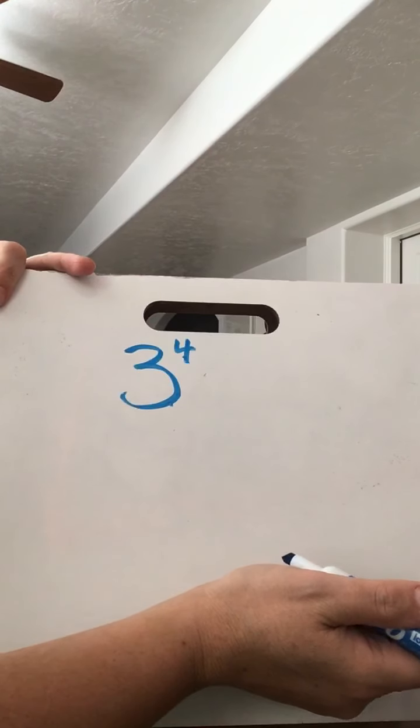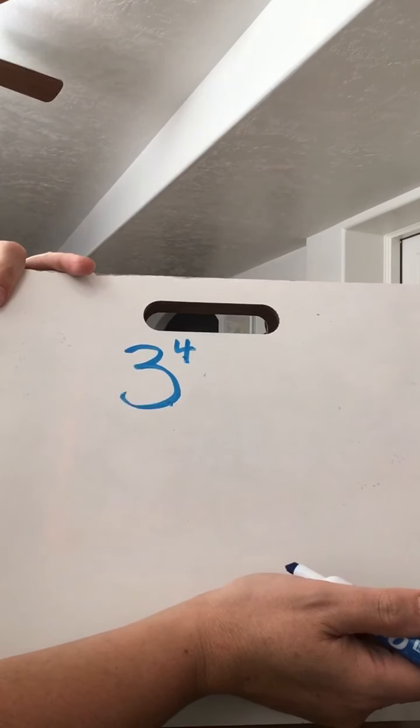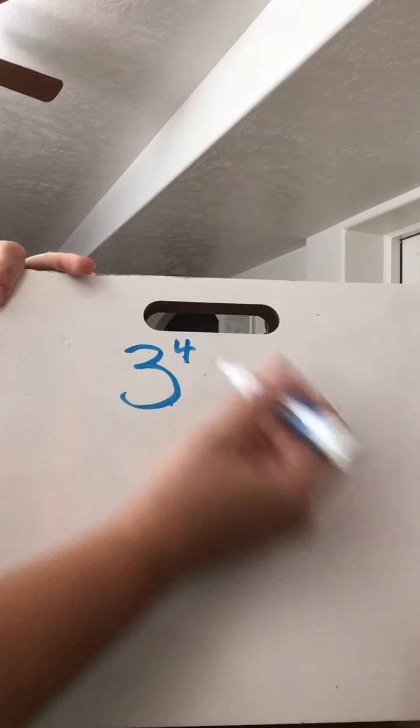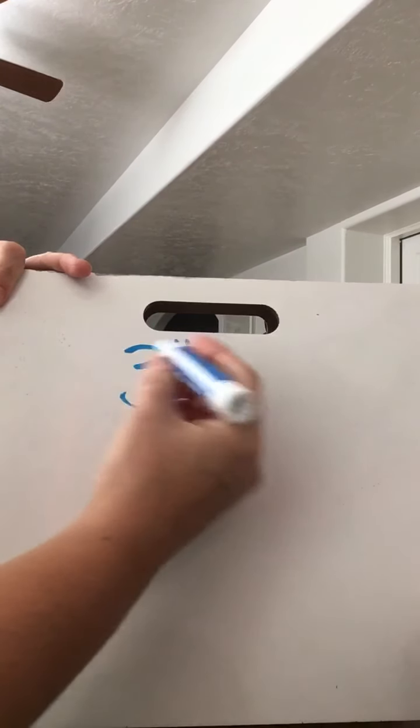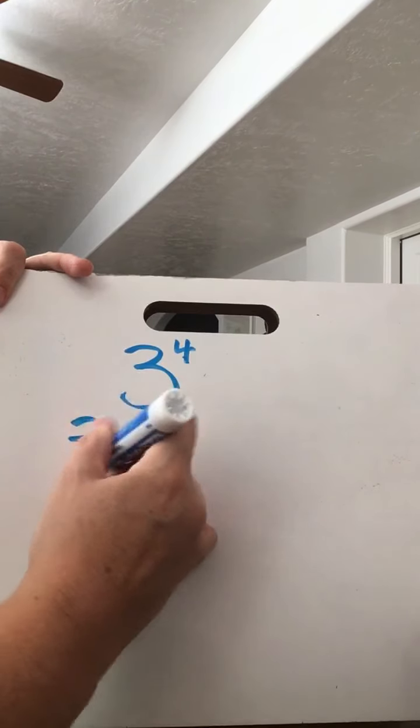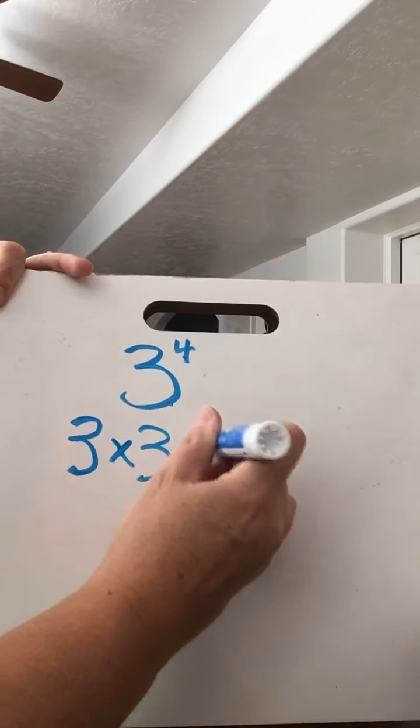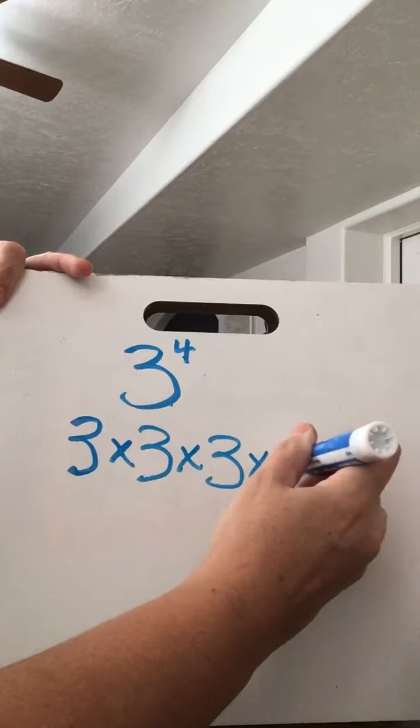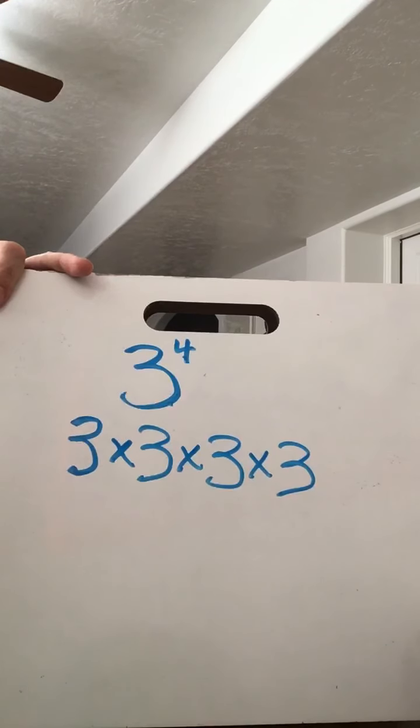What it means is 3, 4 times. And we're not talking about addition, so not 3 plus 3 plus 3 plus 3. It's always multiplication when you have exponents. So 3, 4 times, we mean this: 3 times 3 times 3 times 3, right?